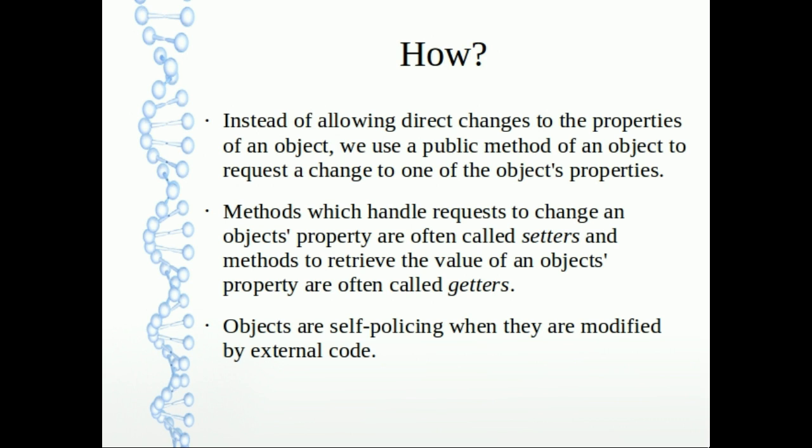When we have encapsulated members of an object, and only allow access to those members via public methods, we can define within our methods what happens when there is an attempt to place bad data within an object. The end result of this is that objects are self-policing when they are modified by external code.